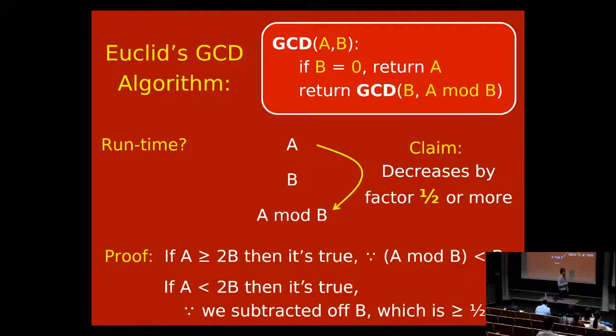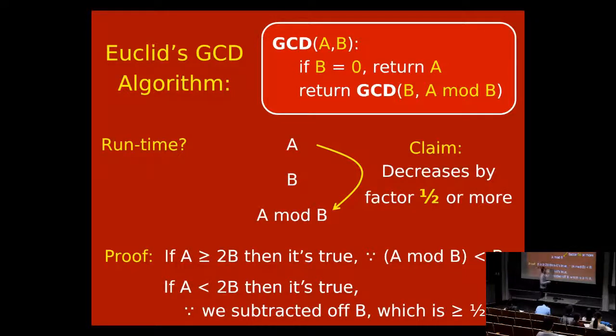And that's very straightforward to check. There's two cases. One is if A is really big compared to B, or even if A is just bigger than 2 times B. If A is bigger than 2 times B, well, I don't know what A mod B is, but it's definitely less than B. So in this case, this number is less than B, but this one is bigger than 2 times B. So indeed, you've gone down by a factor of at least a half.